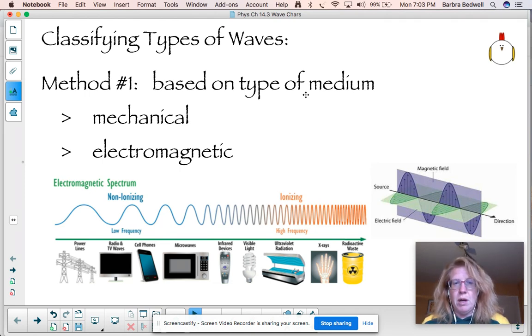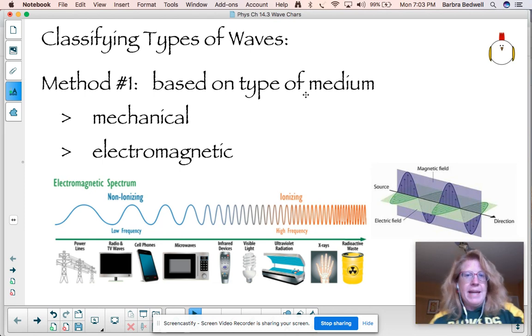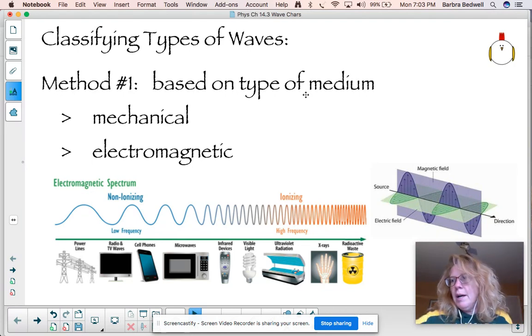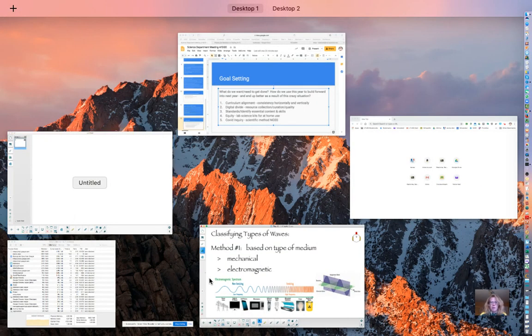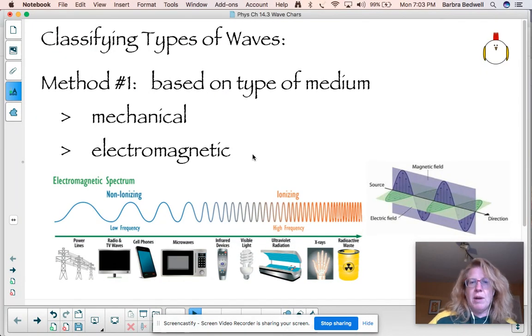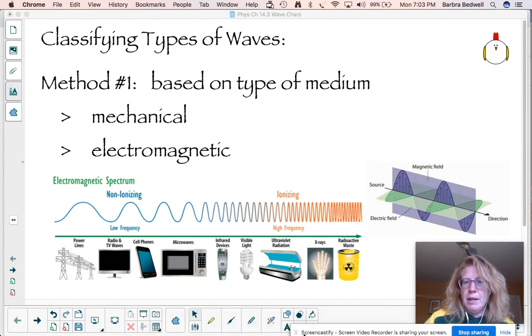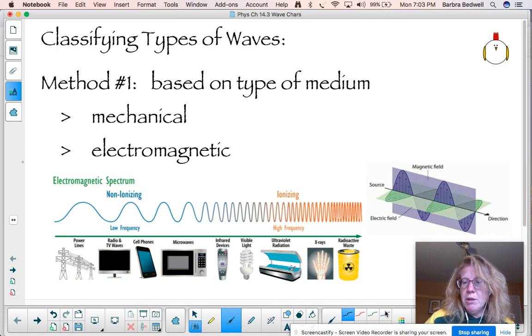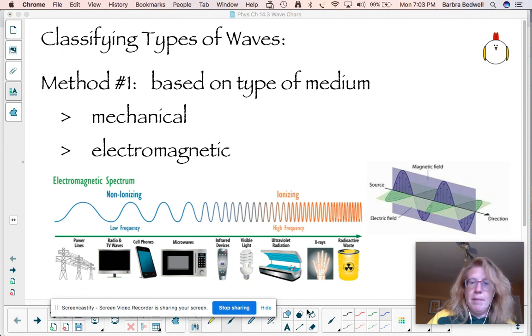So for the first one here, the key idea is to classify waves based on the type of medium they have. In order to understand this part, obviously you need to know what a medium is, and that's the key vocab word that's relevant for this one. The term medium here means the material that the wave is traveling through. That's the basic idea behind what a medium is.